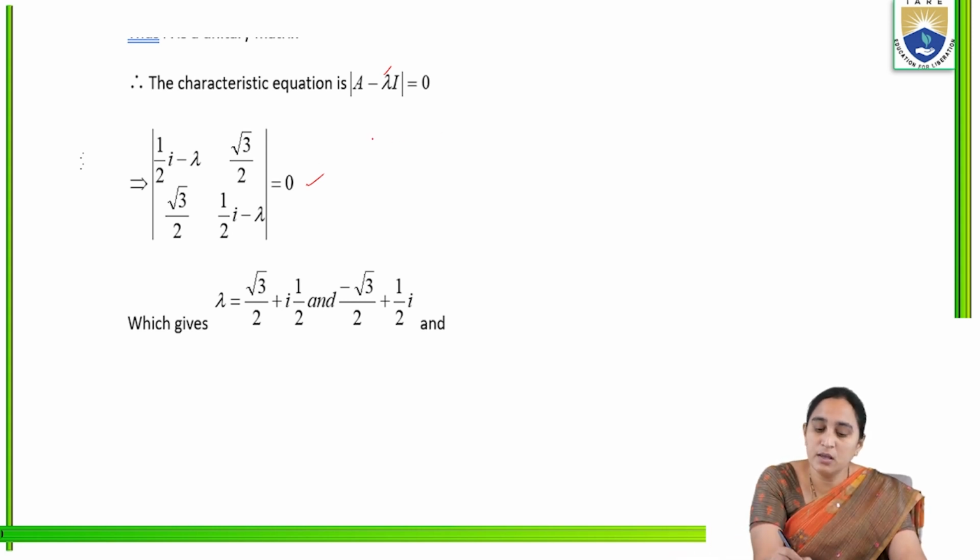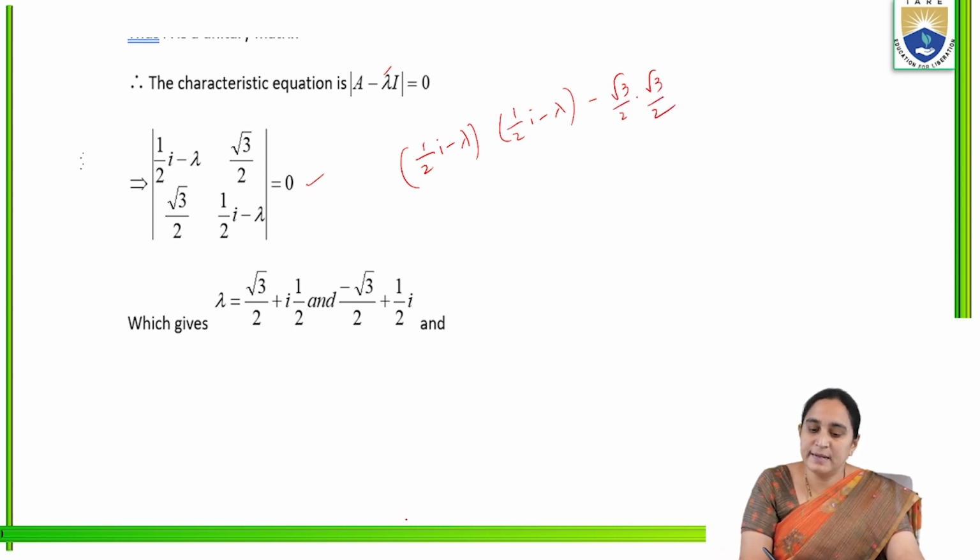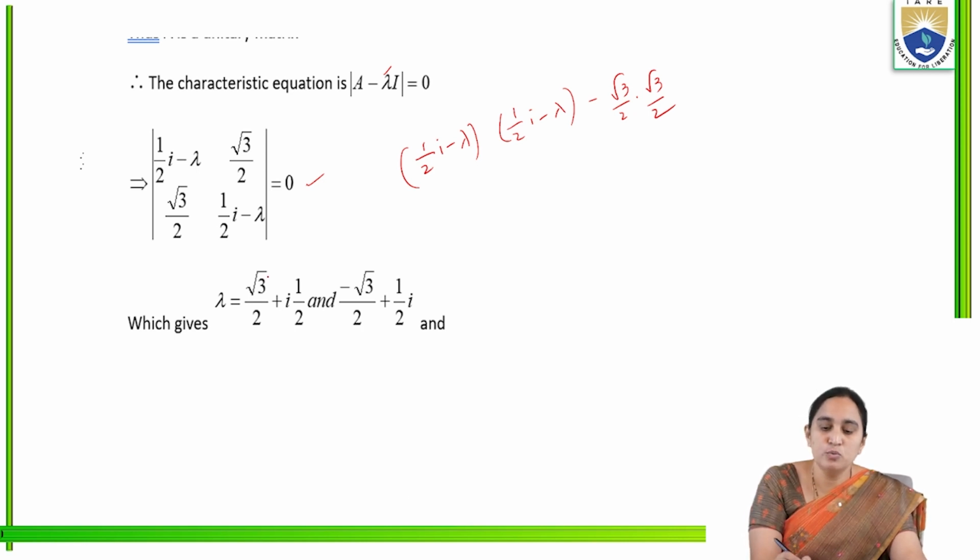Now the determinant is (1 by 2 i minus lambda) into (1 by 2 i minus lambda) minus root 3 by 2 into root 3 by 2. For that we get two values of lambda. One is root 3 by 2 plus i into 1 by 2, and the other one is minus root 3 by 2 plus 1 by 2 i. These are the complex eigenvalues for the given matrix A.